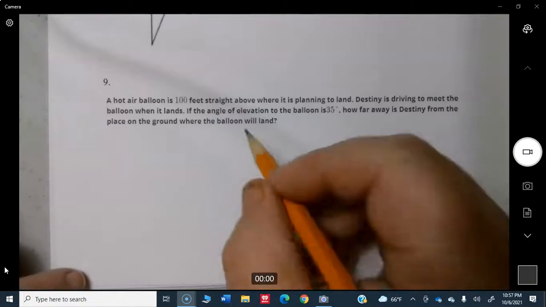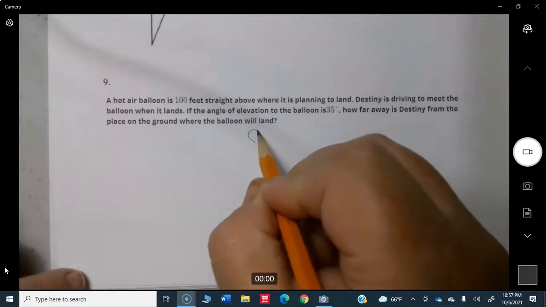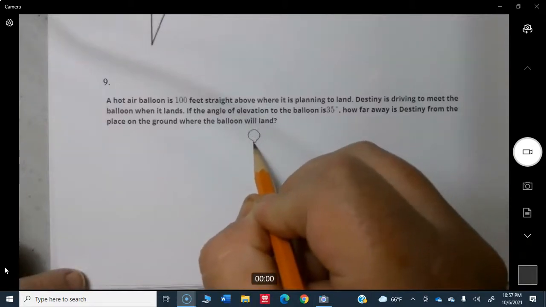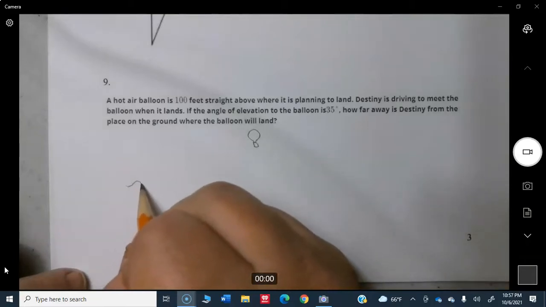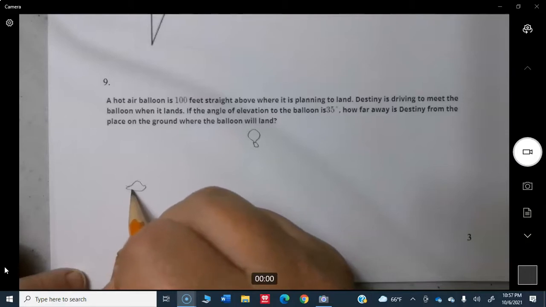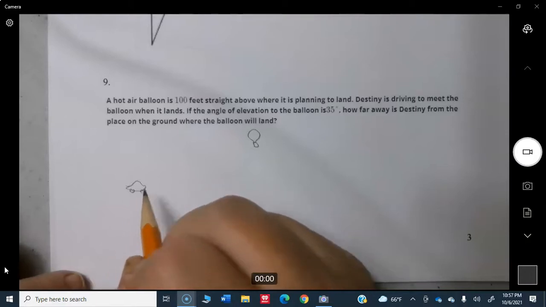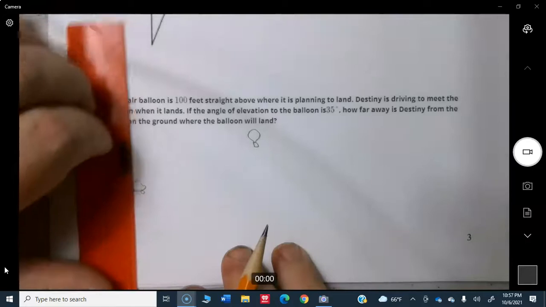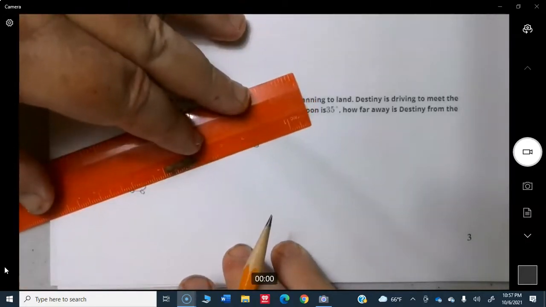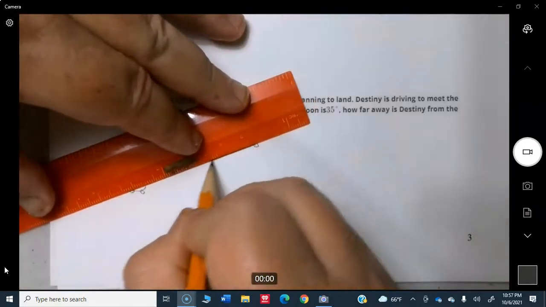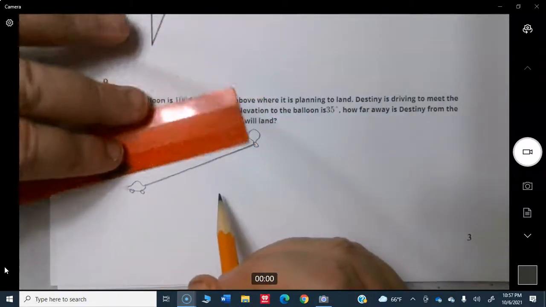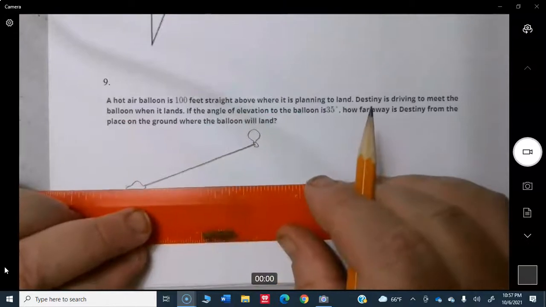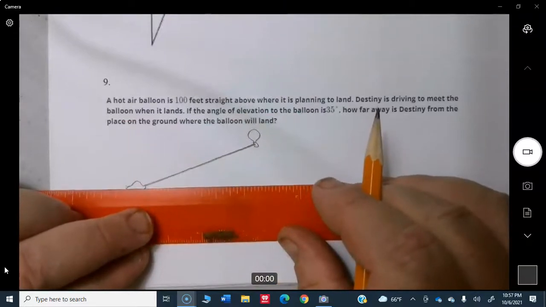Okay, so let's just draw a little diagram. Here's a balloon. Okay, and here's Destiny in her car. Okay, so she's looking up at the balloon like this. So that's one side of the triangle. The other side is going to be the ground, so we want that to be level here.